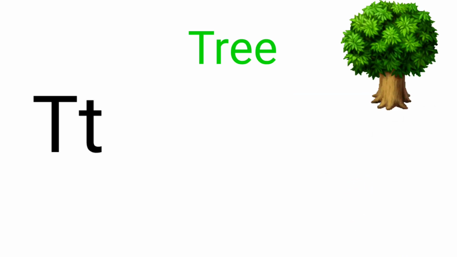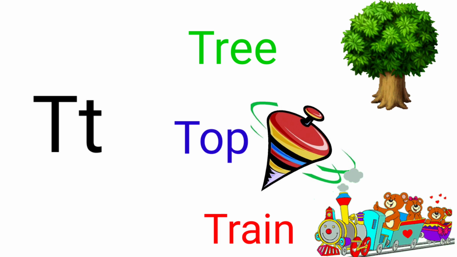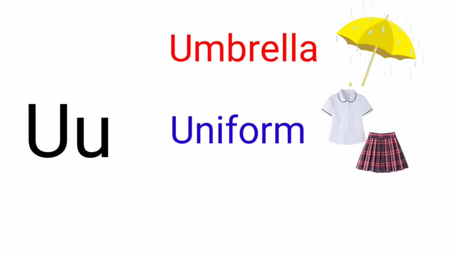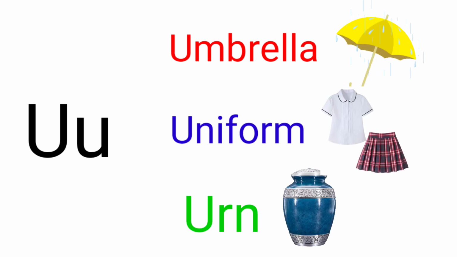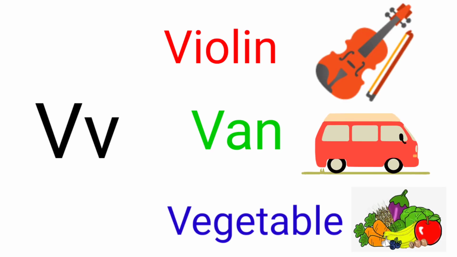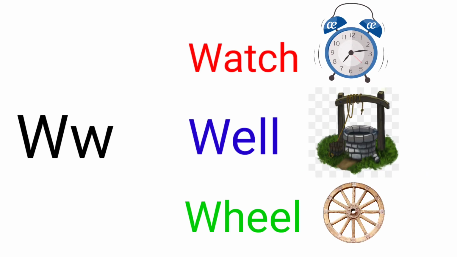T for tree, top, train. U for umbrella, uniform, urn. V for violin, van, vegetable. W for watch, well, wheel.